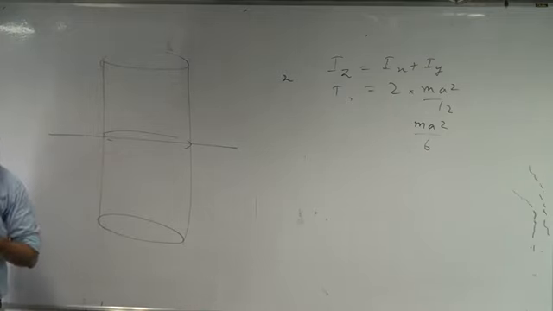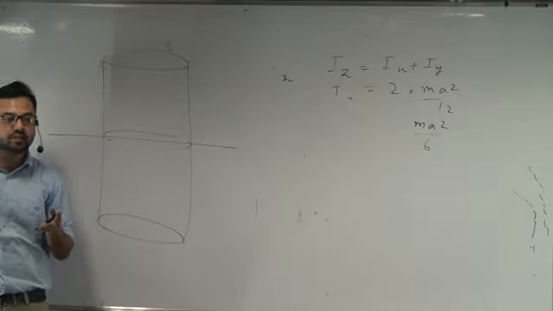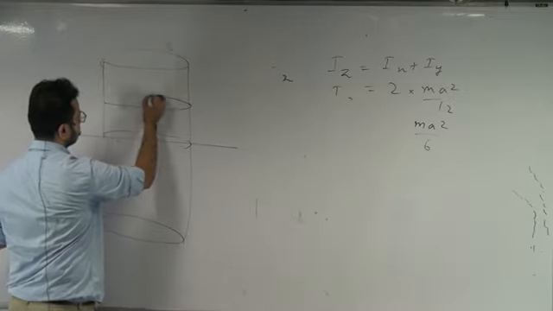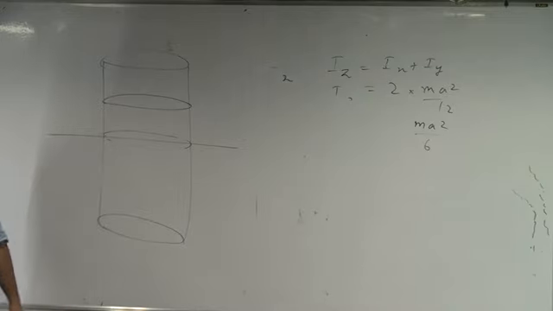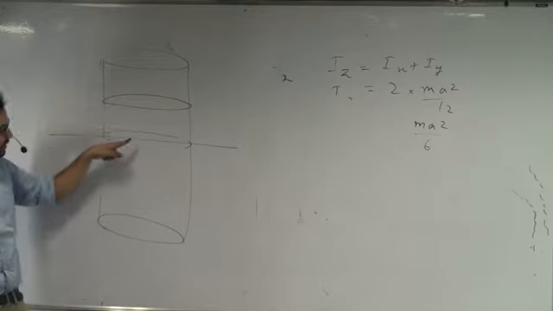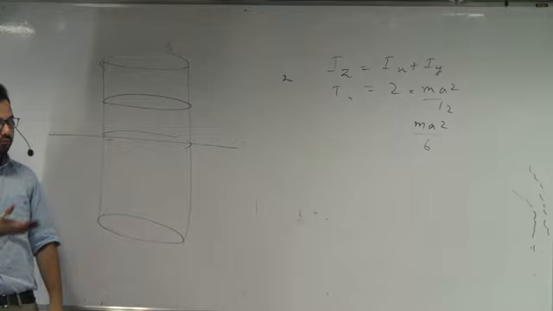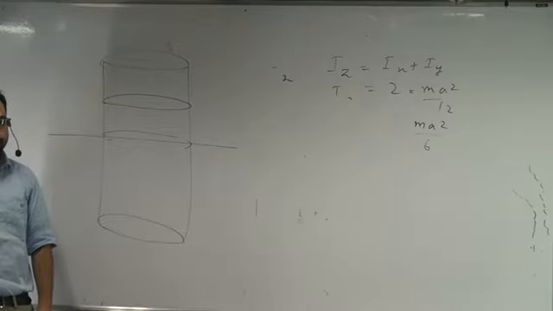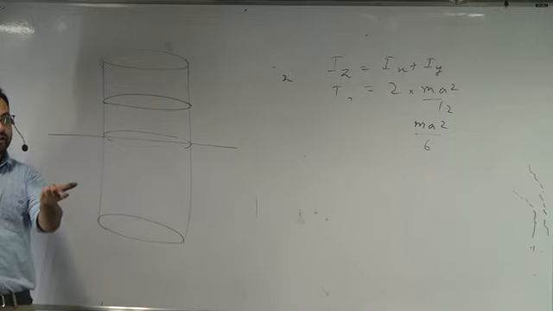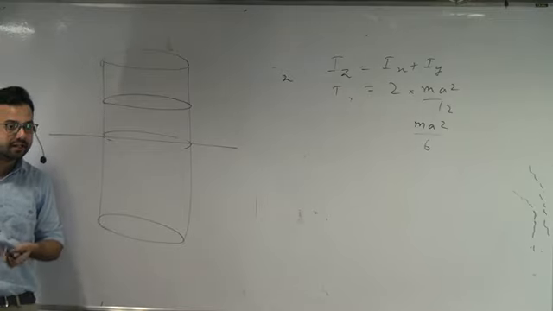But when will you integrate? When the moment of inertia for all those would be dm into r square. Imagine this ring. Now the moment of inertia of this ring about this axis, will that be dm into r square by 2? Yes, we can find it by the parallel axis theorem, right. But again I have to integrate. I cannot do that directly.